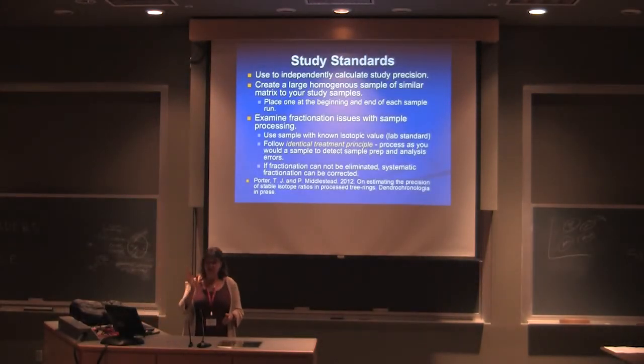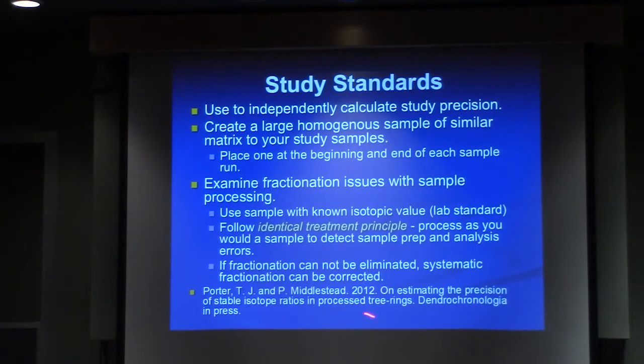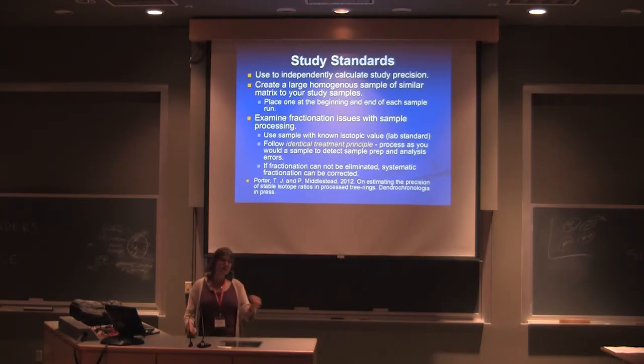All right, we've talked a little about study standards, but here's a very nice paper, if you wanted to look at it, where they were doing this for tree ring processing. So when they're extracting the cellulose, they had their big bulk sample that they had worked up in wood, and they would just drop one of these samples in with every batch that they ran through cellulose extraction. And then they could see whether or not something had gone wrong with a particular batch.